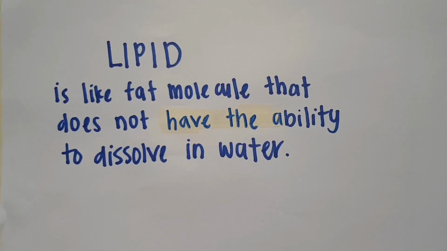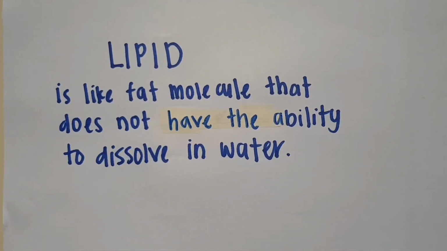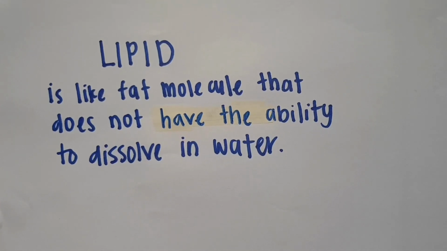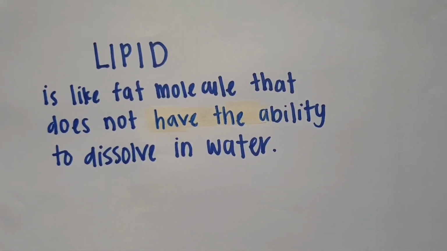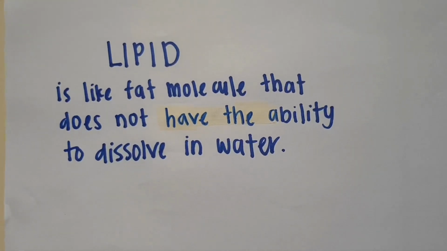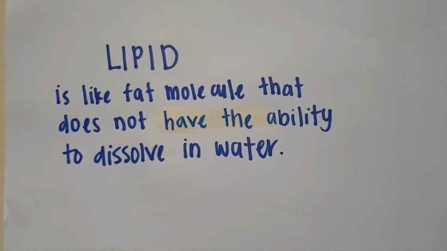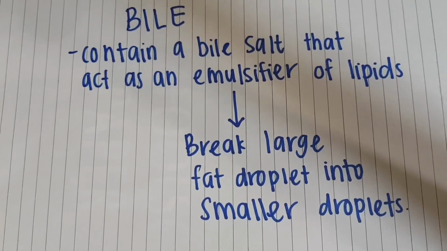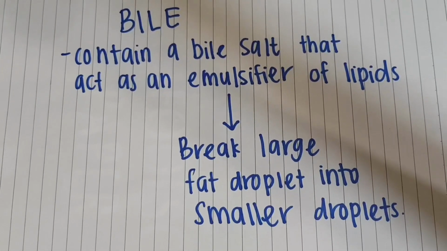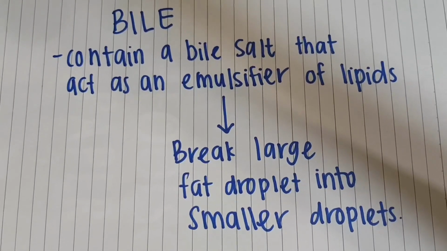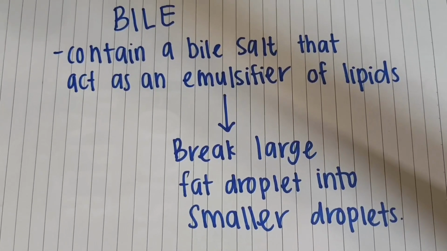Lipid is a fat-like molecule that does not have the ability to dissolve in water. Because fat does not like water and is made of hydrophobic molecules, it tends to clump together into large droplets as it moves through your digestive system. Bile contains bile salt that acts as an emulsifier of lipids, which breaks large fat droplets into smaller droplets.